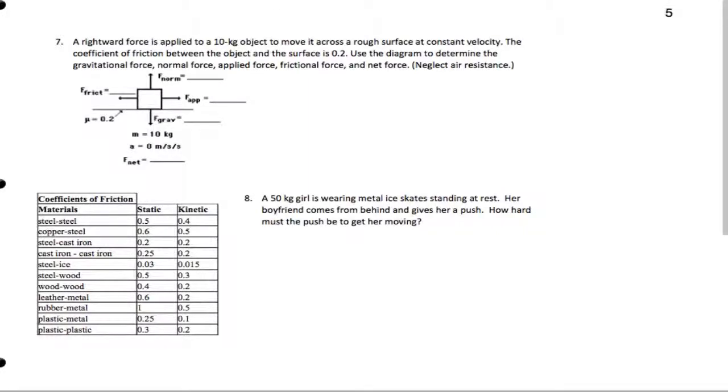All right, here we are doing number 7. Let's just take a look at this. So we got a 10-kilogram object. Let's just calculate a couple things. And we're moving at constant velocity. So this tells us the force is balanced.